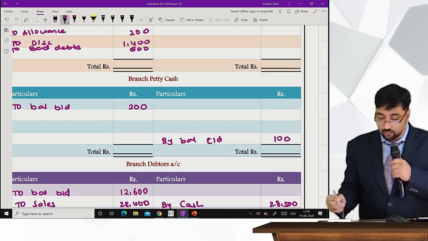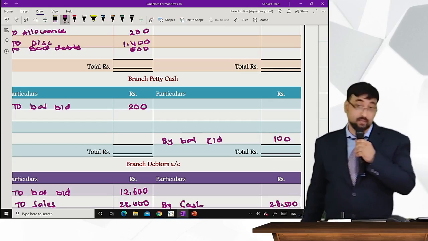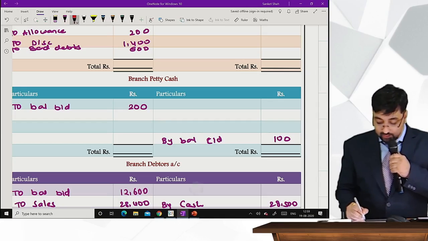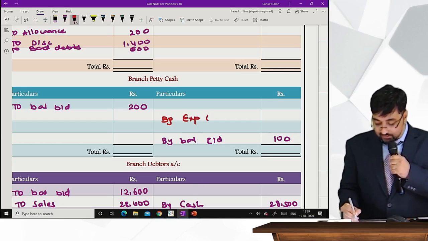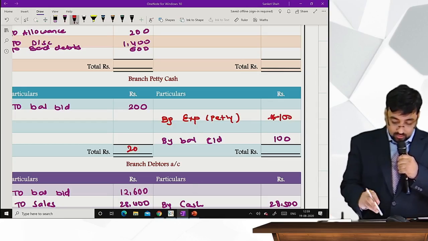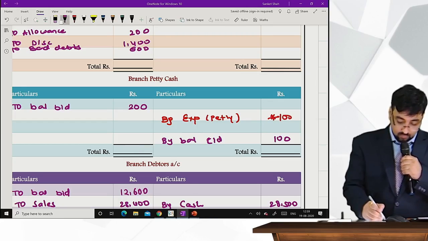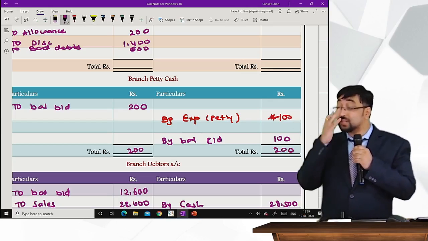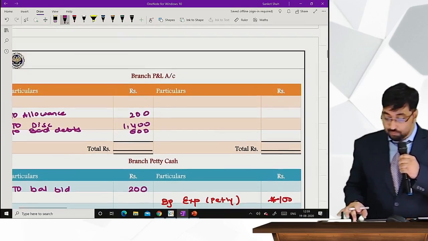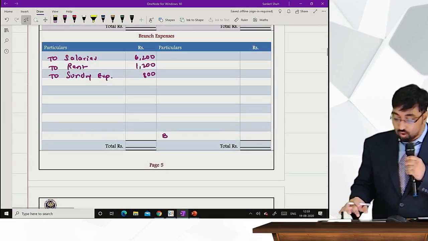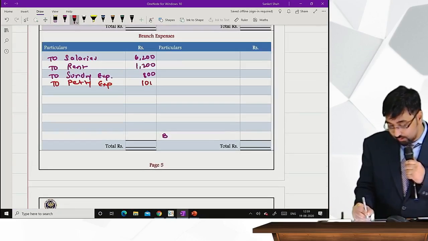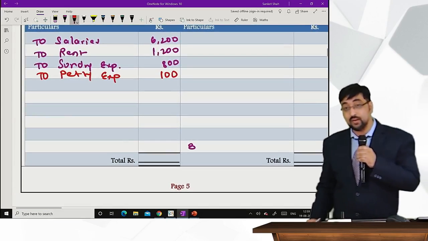I already explained you, first close petty cash before branch expenses. Petty cash first priority, so write down in red pen, by expenses, these are petty expenses, and balancing figure is 100. So total is 200. And these expenses we have to record because these are the expenses which are paid by branch from petty cash. So in expense, this is important in stock and debtors method. So to petty expense 100 rupees. This is important. Mark it as IMP, red pen adjustment.